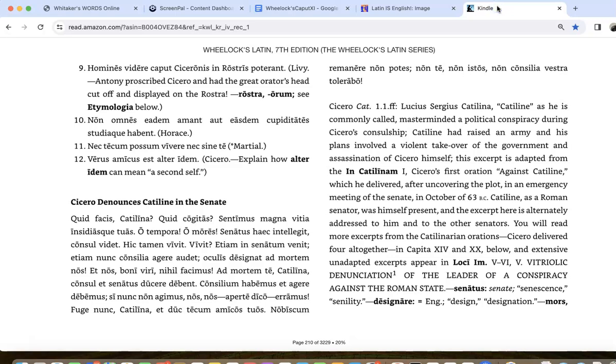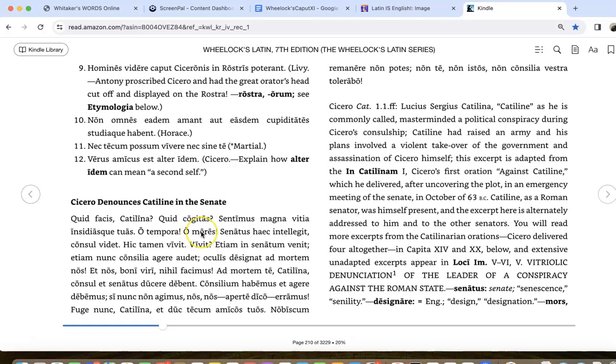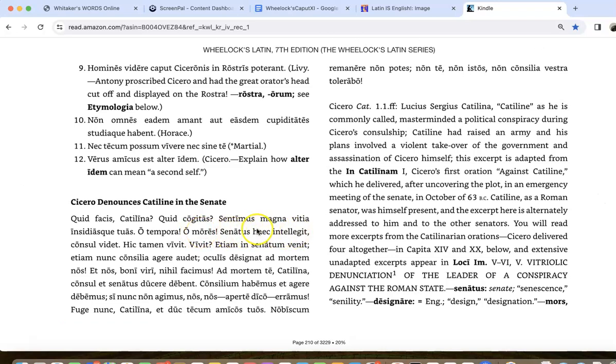So, oh, the times, oh, the customs. Let me change that punctuation so it's consistent with our Latin text. So, oh, the times, oh, the customs. The Senate understands this. So, senatus haec intelligit.